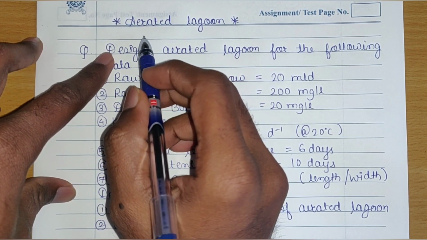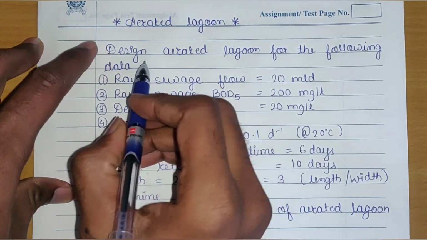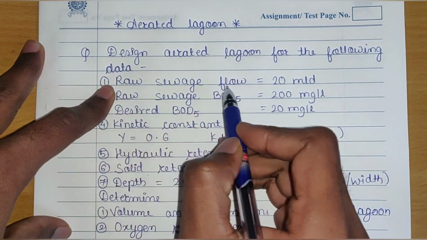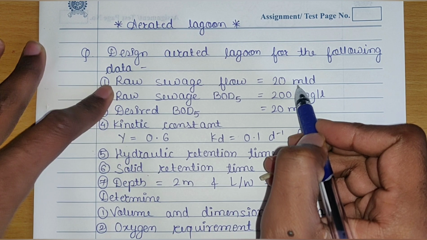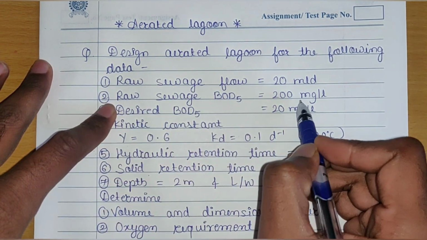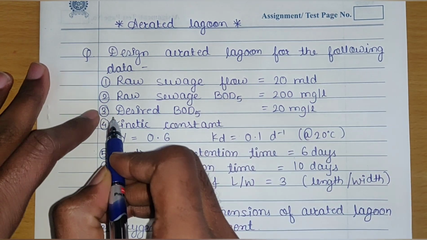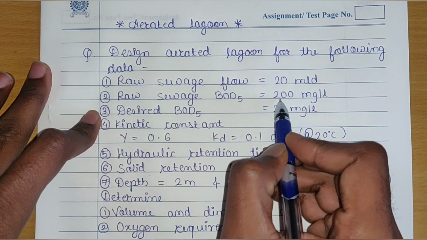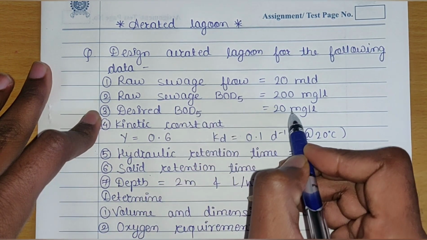In this video, we will design an aerated lagoon. Design an aerated lagoon for the following data. First, raw sewage flow is 20 MLD. Quantity of flow is given, 20 MLD. Raw sewage BOD is 200 mg per liter. Then desired BOD5 is 20 mg per liter. This is the value of S naught and this is the value of S.